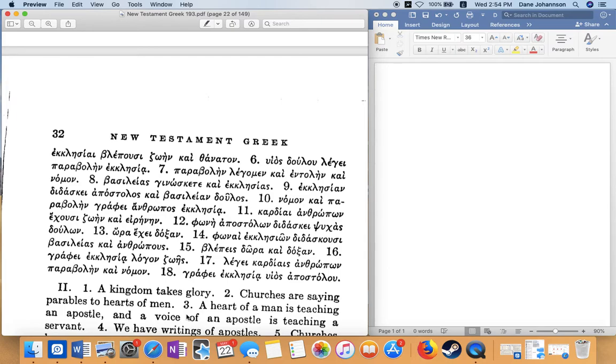18. Graphi ecclesia ios apostolu. Ios would be the subject there. It's in the nominative singular masculine. Ios, son. So, ios, the son. Ios graphi. He's the one writing. So, graphi, he, she, it writes or is writing. Ios is the one doing that. So, a son writes to a church, ecclesia, dative, with a subscript there, apostolu. So the son of the apostle, a son of an apostle, ios apostolu, graphi, ecclesia. A son of an apostle writes to a church.